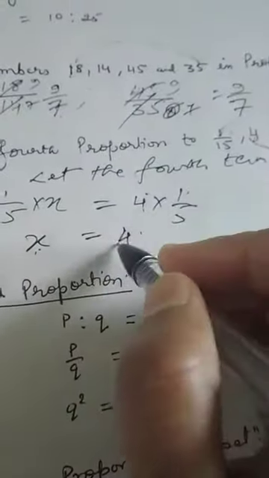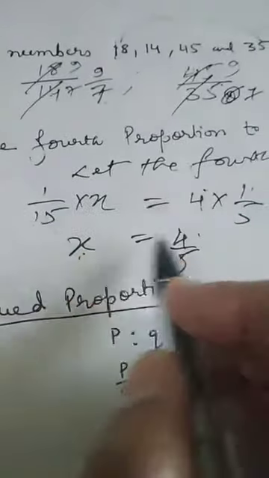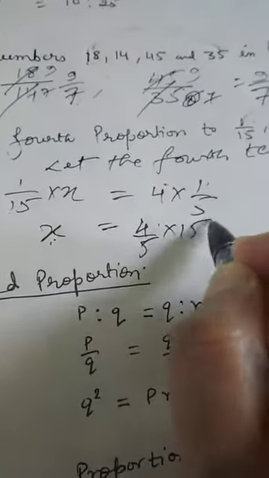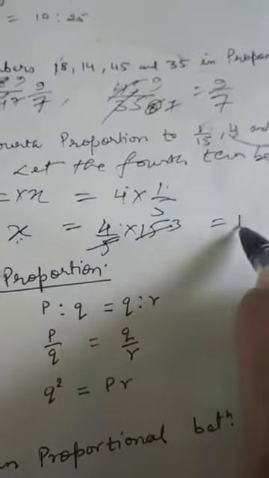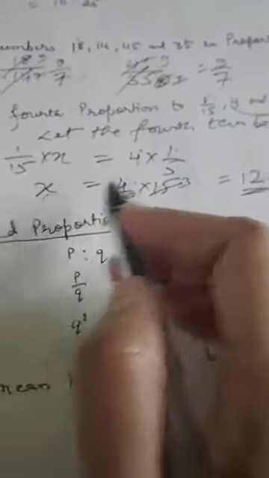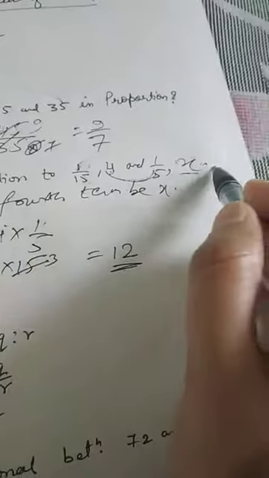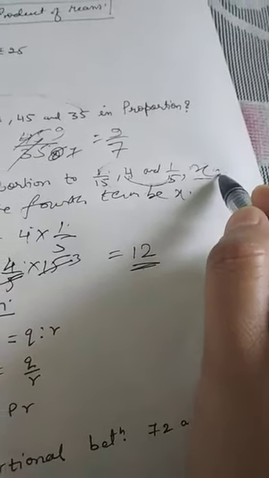Four ones are 4, so 4 by 5, and this 15 is in division. If it goes to that side, it will come in multiplication. So five threes are 15, and 4 threes are 12. 12 is the fourth proportion of these terms.